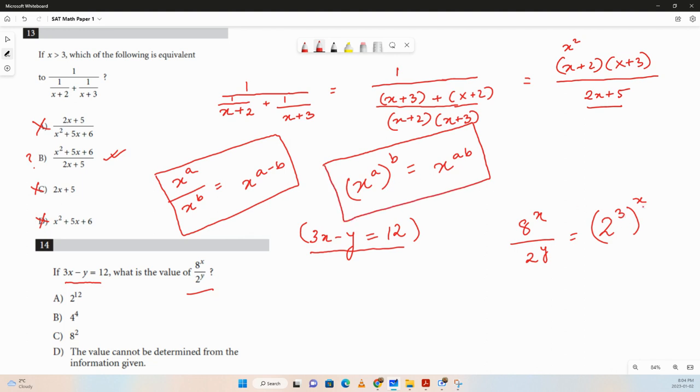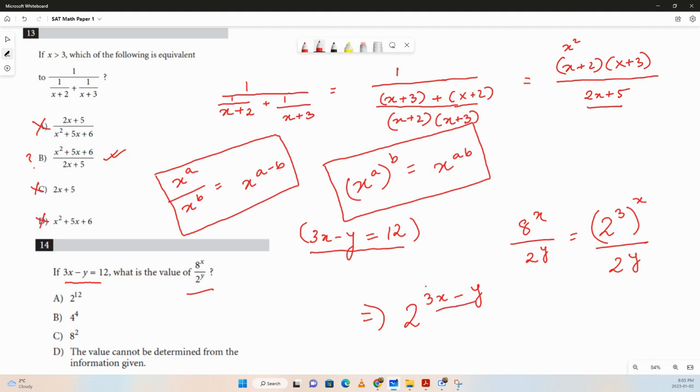So 2 to the power 3 to the power x is 2 to the power 3x, over we have 2 to the power y. Again we can simplify that as 2 to the power of 3x minus y, that is x to the power a over x to the power b, so x to the power of a minus b. So now 3x minus y.